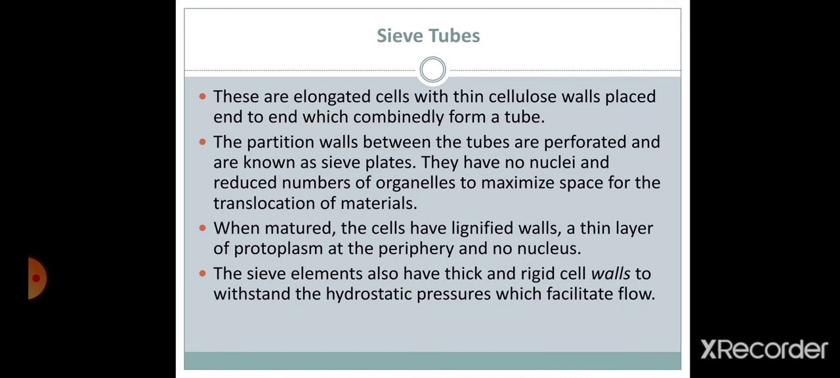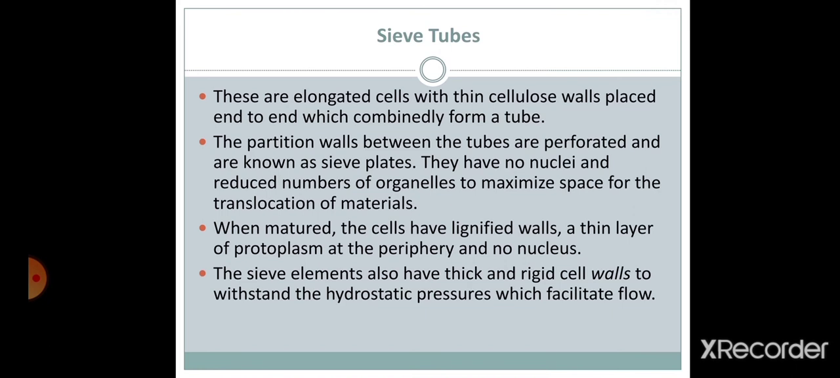Each tube is made up of several cells called sieve tube members. The sieve tube member cells are living, with perforated oblique or transverse end walls. They are oblique end walls. Coming to the functions of the sieve elements or sieve cells, they are chiefly meant for food conducting elements of the phloem.